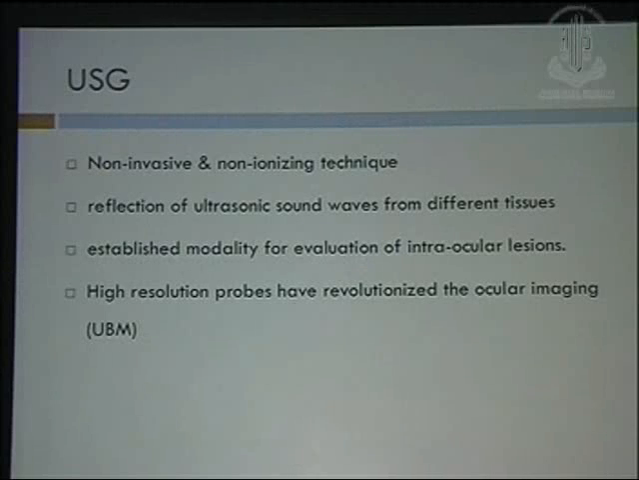It is based on the principle that the various tissues reflect the ultrasonic waves, which are then picked up by the transducer and projected into the B-scan picture where you can find the lesions. It can be used mostly for intraocular lesions and orbital lesions. And nowadays, with the high-resolution probes used in UBM modalities, you can even pick out lesions which are quite anterior.